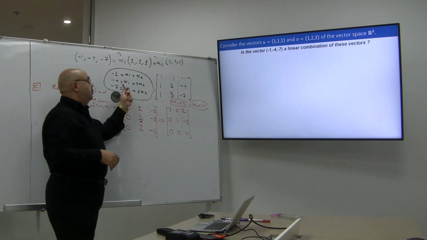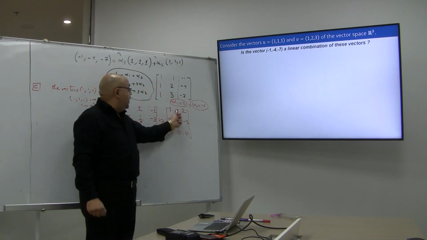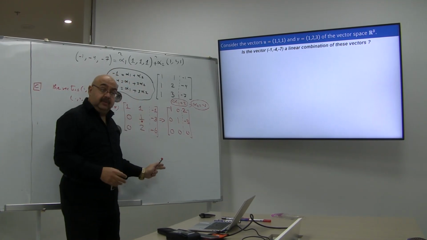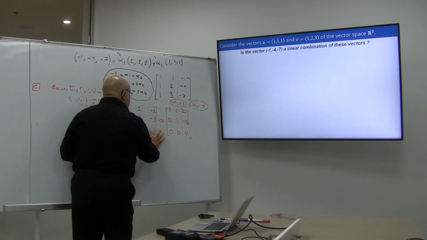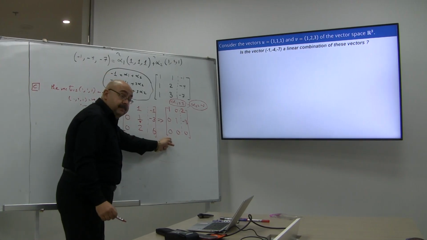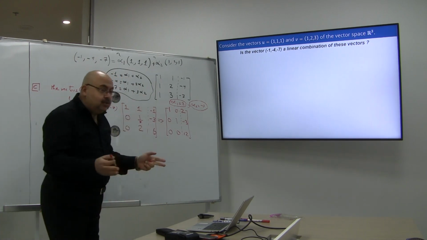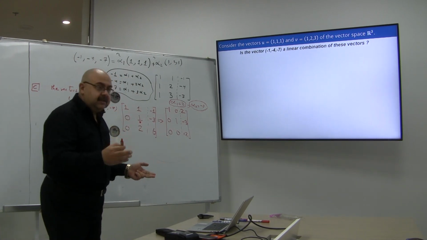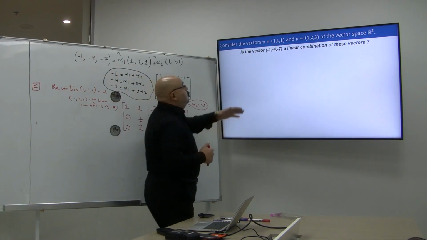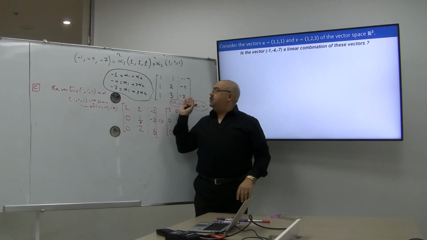I will try to plot them here, try to find the values of alpha 1 and alpha 2. If there is a solution, then it is a linear combination. If I'm trying to solve, then this number wasn't negative 6, it is positive 6. So at this step, you will find 12 in here. So there is no solution for the system, which means there are no values for alpha 1, alpha 2 that will make this vector a linear combination of these two vectors. You understand what I'm saying? So this is going to be a wrong statement.